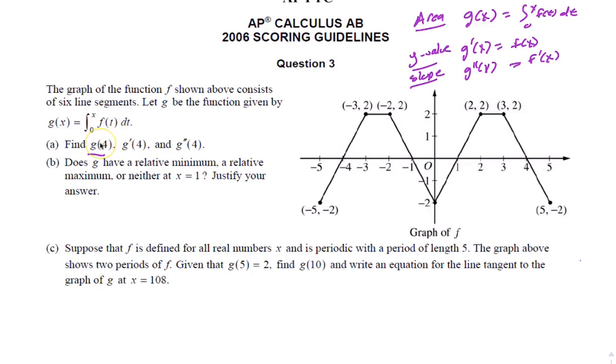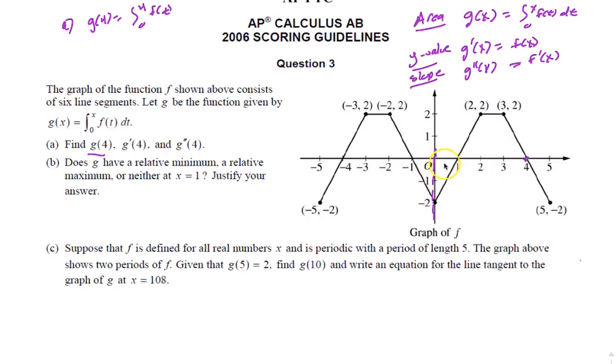So for that one, I'll do that right here. G of 4. Let's plug it into the equation. So 0 to 4, f of t, actually. There you go. Slightly better. So remember, we're finding the integral from 0 to 4 of f of t. So that's just the area from 0 to 4. So here's 0. Here's 4. So we've got to find the area of all this.